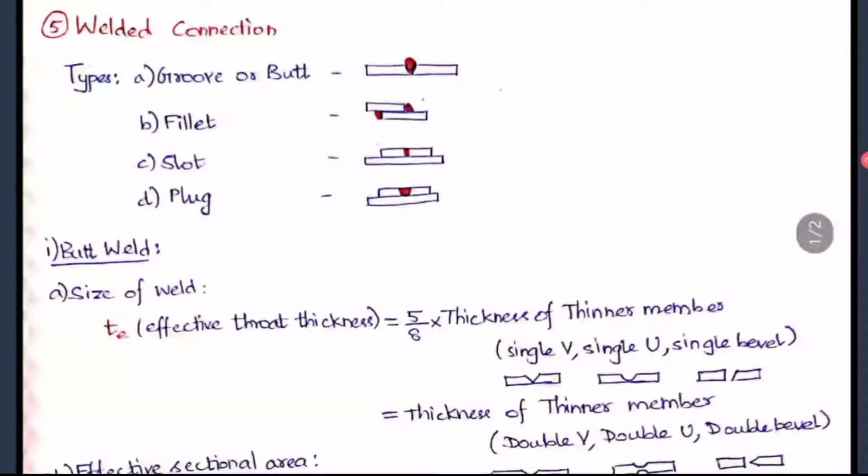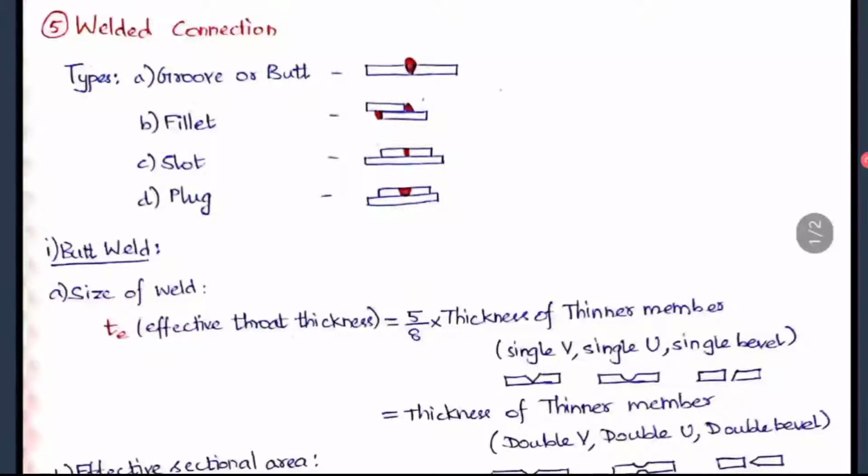And slot and plug is where a hole is created. This is generally used for connecting two plates. The hole is made and filled with the weld. If it is a square shape and very small, we call it a slot weld, and when it has a larger hole or larger area to be filled, it is called plug welding. So these are all the different types of the welded connection.